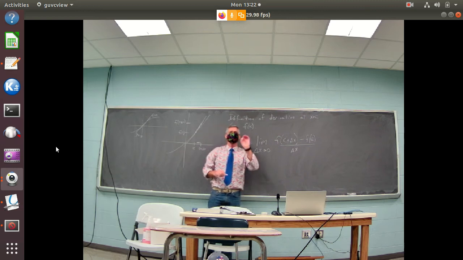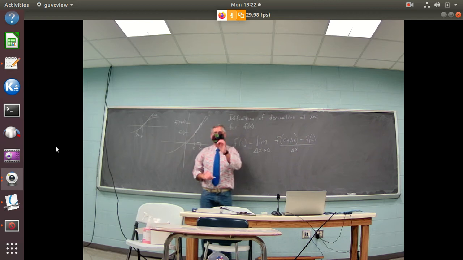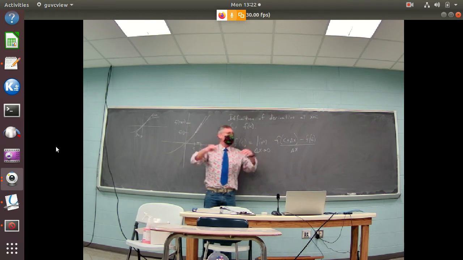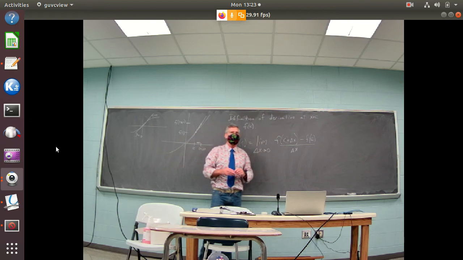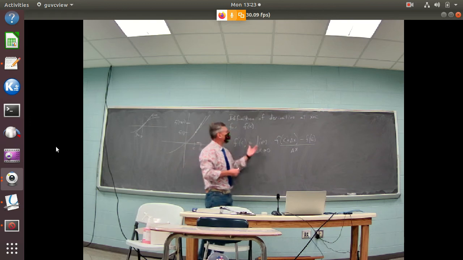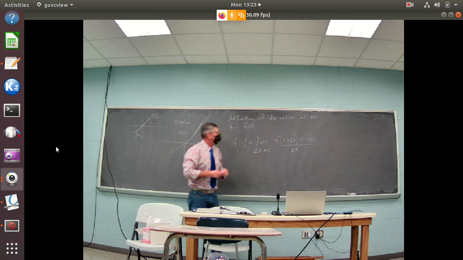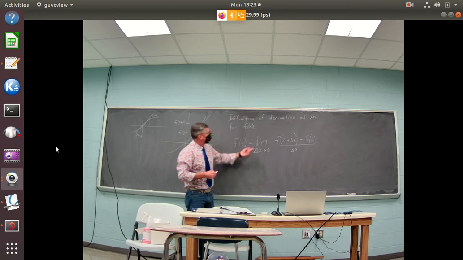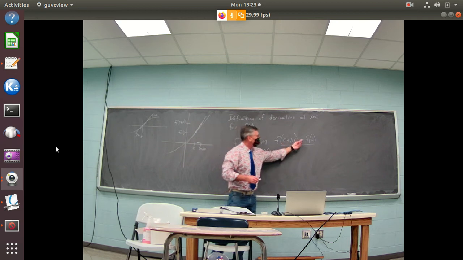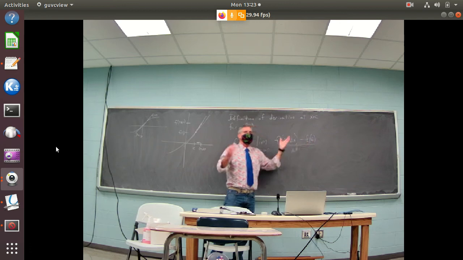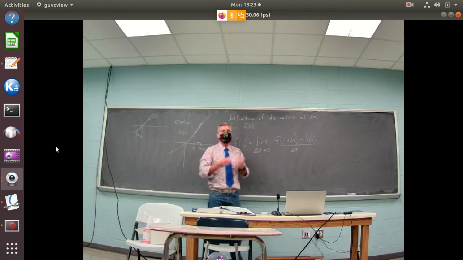Derivatives actually are defined at a single point. Now, if you get more general and you get the answer for any general value of x, then you can create this derivative function. But derivatives are defined at a point, typically. And again, what's happening in the bottom is I'm taking c plus delta x minus c. But the c's disappear, and I just get delta x.